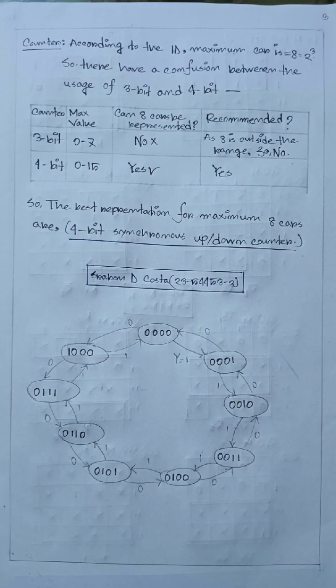Next, I designed a synchronous counter using GK flip-flops. Since the maximum number of cars is 8, there was a confusion between a 3-bit and a 4-bit counter. The max value of a 3-bit counter is 7, and of a 4-bit counter is 15. That's why I used a 4-bit counter instead of a 3-bit counter for a better result. So the best representation for a maximum of 8 cars is a 4-bit synchronous up-down counter.